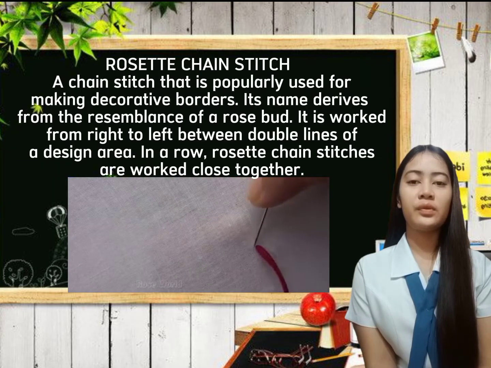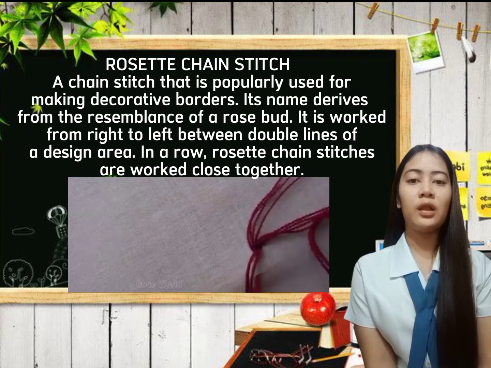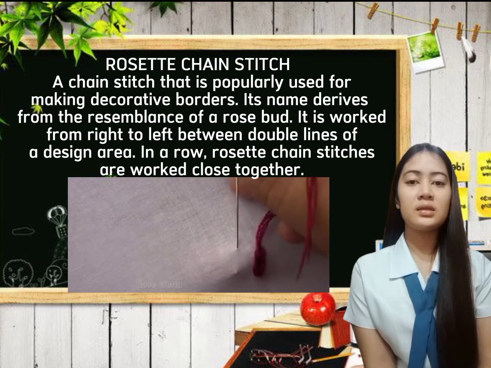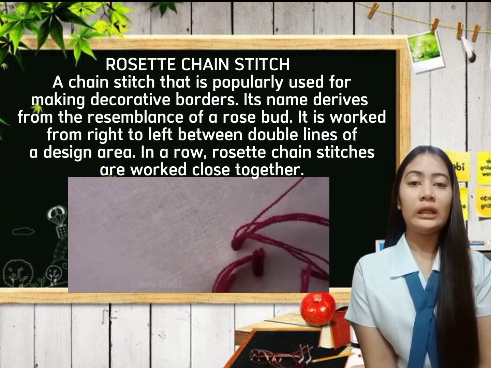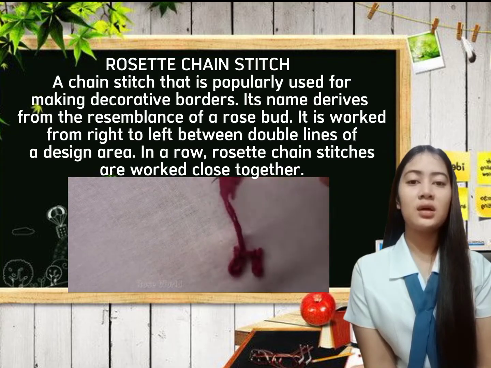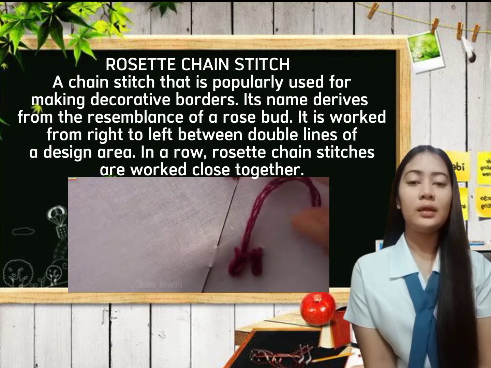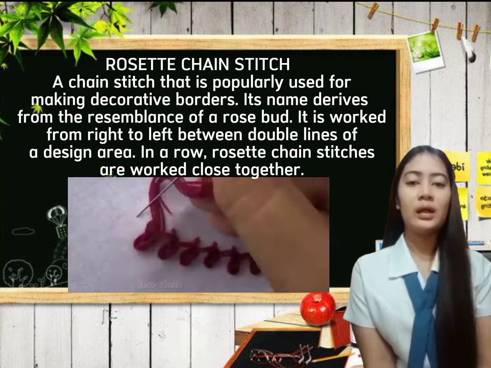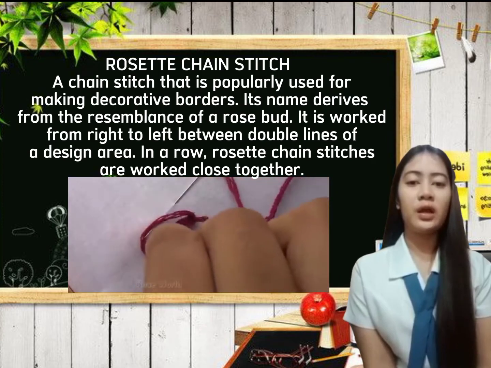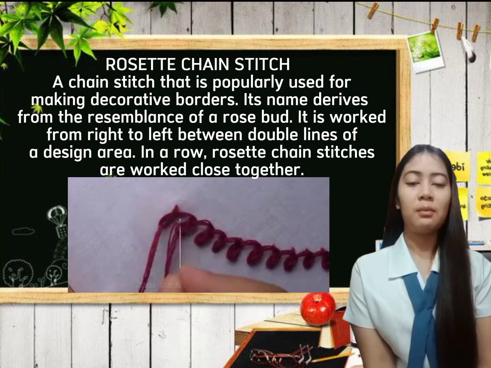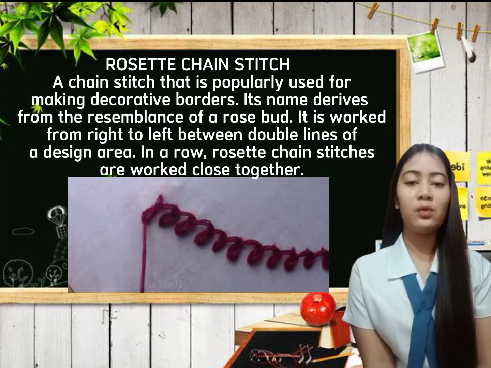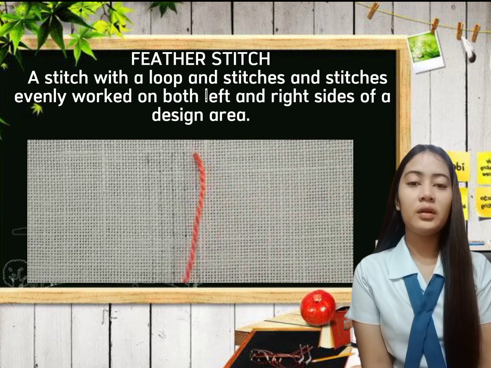Rosette chain stitch. A chain stitch that is popularly used for making decorative borders. Its name derives from the resemblance of a rosebud. It is worked from right to left between double lines of a design area. In a row, rosette chain stitches are worked close together. The rosette chain stitch can be used for decorative straight and curved lines, bands, borders, and fillings, as well as for individual floral motifs.